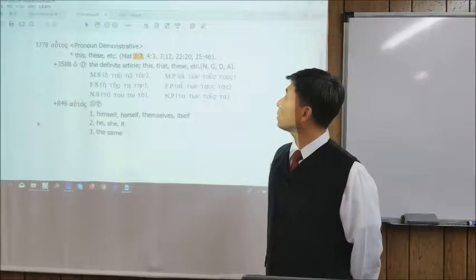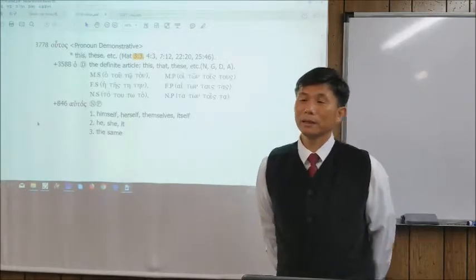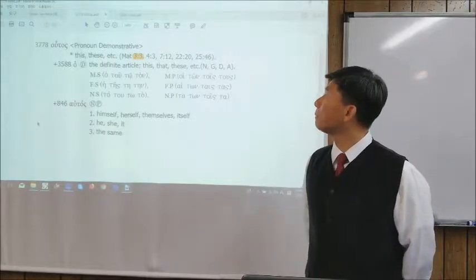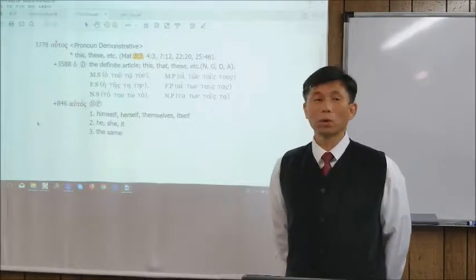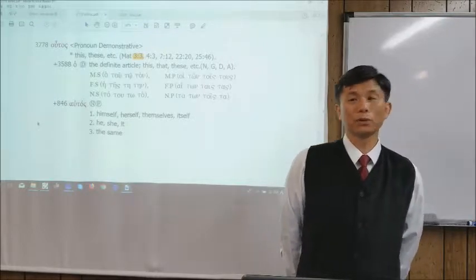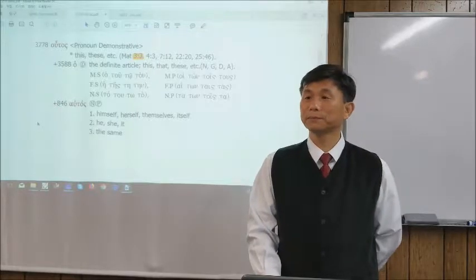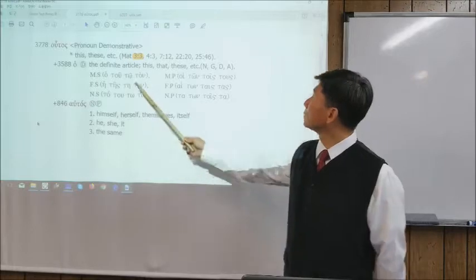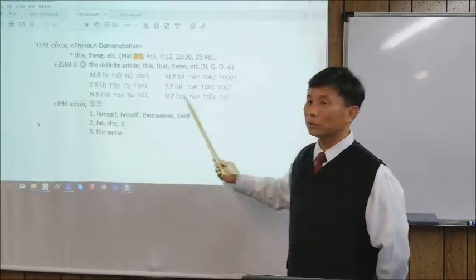Talking about ho, it is the definite article. In English we have a definite article and an indefinite article, but the Greek language only has the definite article. Also the Hebrew language too. In the Old Testament, Hebrew also has a definite article. There is no indefinite article. That's something different from English. So ho changes in many different ways as you look at here.